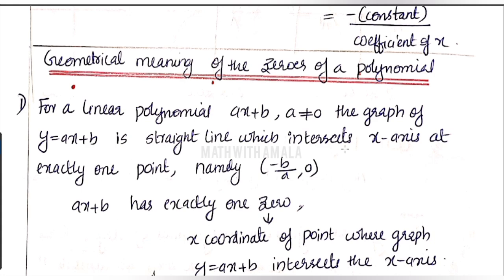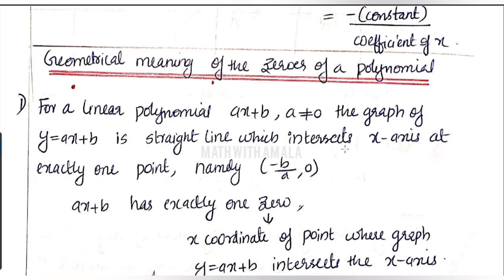Now the geometrical meaning of the zeros of a polynomial. Let us first discuss the linear polynomial. A linear polynomial is in the form ax plus b, where a is not equal to 0. The graph of y equal to ax plus b is a straight line. You can plot it in the xy axis or xy coordinate. You can see that it is a straight line which intersects the x-axis at exactly one point, namely minus b by a comma 0. So this is the solution or the 0 of the polynomial y equal to ax plus b.